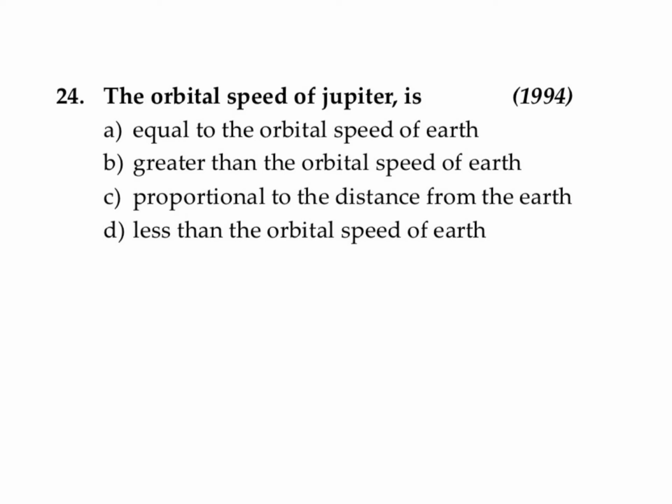The orbital speed of Jupiter is... we need to compare the orbital speed of Jupiter with that of Earth. So we know that the orbital velocity is under root of GM divided by r naught. So we can say that this orbital velocity is inversely proportional to root of r naught. So we need to find out which satellite is having more value of r, its velocity will be less.